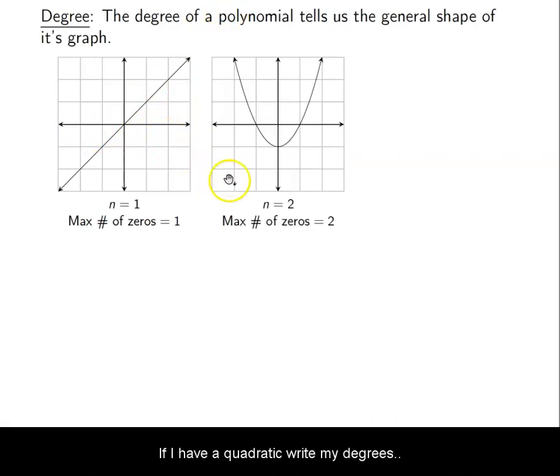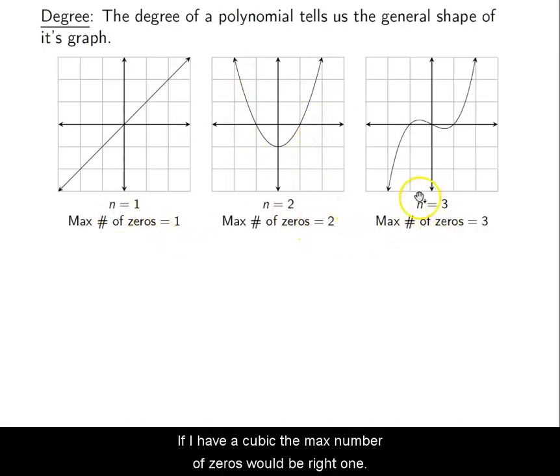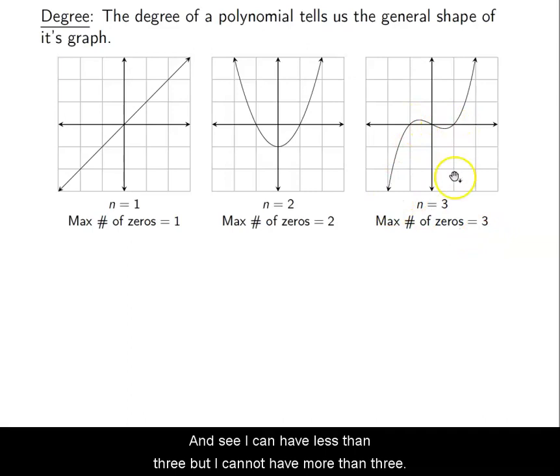If I have a quadratic, my degree is 2, and the maximum number of zeros is 2. It could have 0 zeros, 1 zero, or 2 zeros. So the max would be 2 points of intersection on the x-axis. Do you notice a pattern developing yet? If I have a cubic, the max number of zeros would be 3: 1, 2, and 3. I can have less than 3, but I cannot have more than 3.